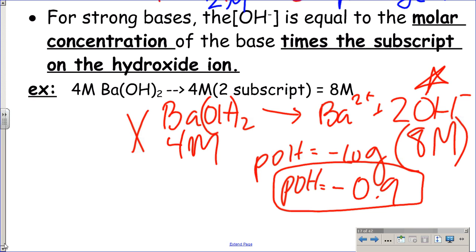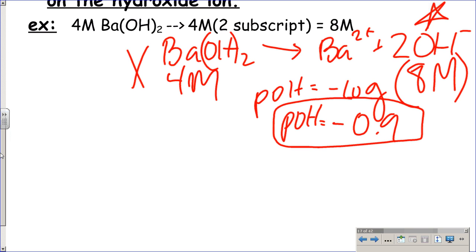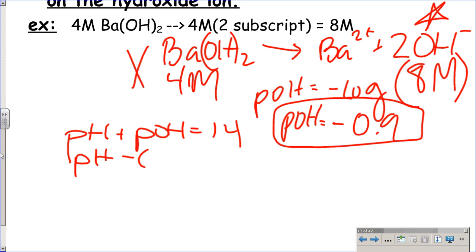It's a negative 0.9. Oh, 14.9. And so how are you doing that? What formula are you implementing? pH plus pOH is 14, and you know the pOH to be negative 0.9, sorry. pH plus a negative 0.9 is equal to 14. You're adding 0.9 on that side, so the pH is 14.9.